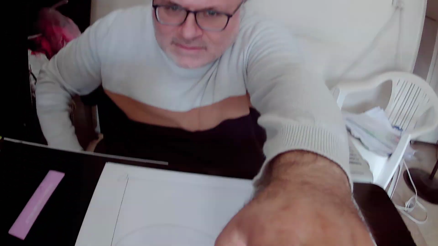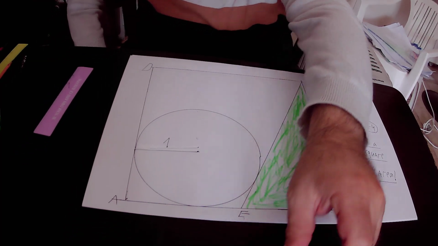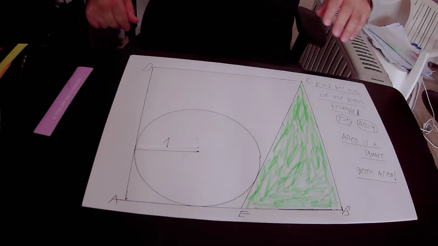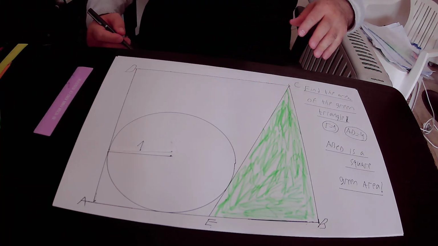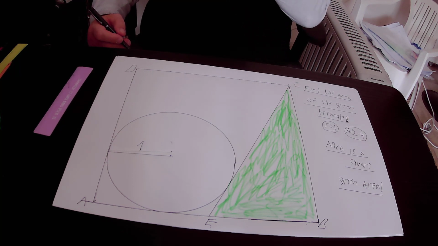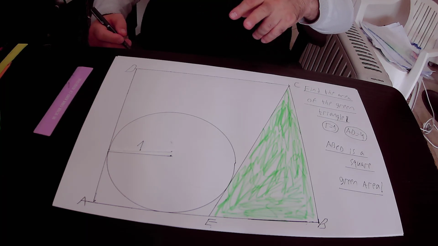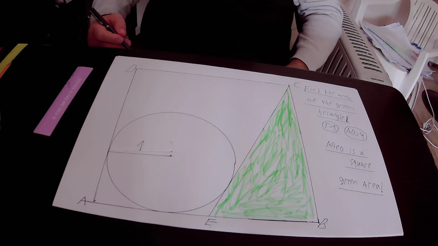Hello, in this lecture we'll find out the area of the green triangle. In the drawing we have square ABCD. We know that all the sides of square ABCD are equal to 4 units. DC equals BC equals AB equals AD. They are all equal to 4 units.